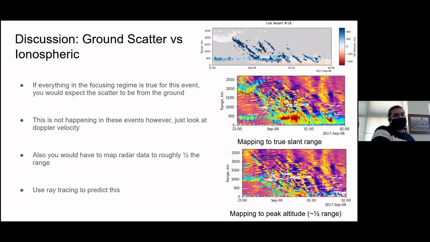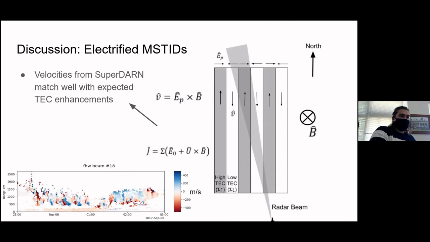And then the other thing you can do, which I haven't included here, is ray tracing. If you really want to be sure something is ground scatter, you can use a reference ionosphere and do ray tracing of SuperDARN, and it can tell you, okay, you expect ground scatter for this frequency, this ionosphere, this range, at this time. So there's a lot of different ways we can show that this is not focusing ground scatter, this is something else. There have been some papers that have shown this, but this is the only study that I know of that does this for storm time events.